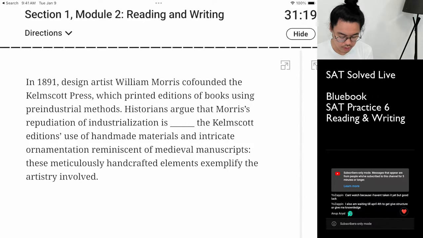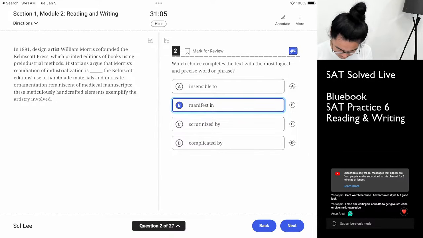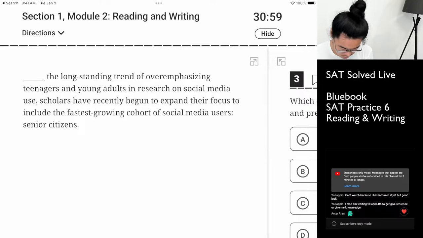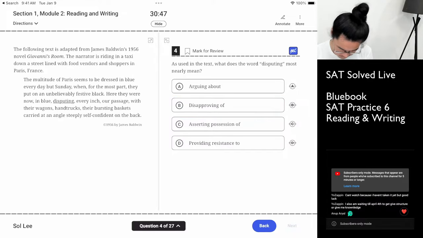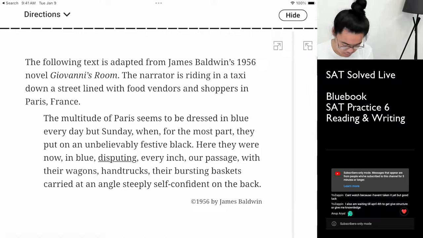All right. Design artist William Morris co-founded, his repudiation of industrialization is evident in the, manifest in the, of overemphasizing senior citizens. Okay, bucking, redressing. Okay. Redressing is like addressing, except for when there's a harm.